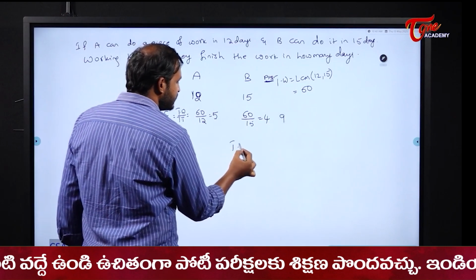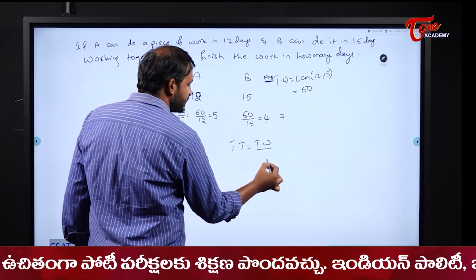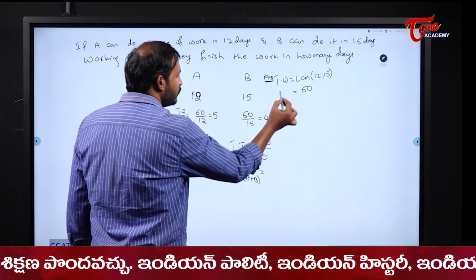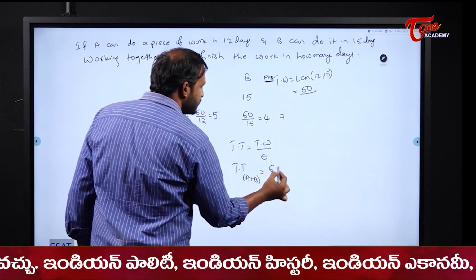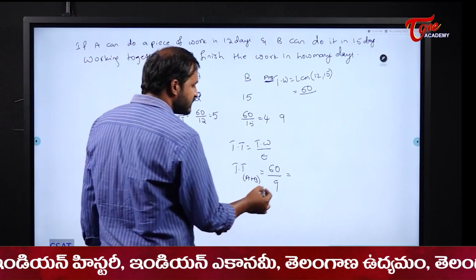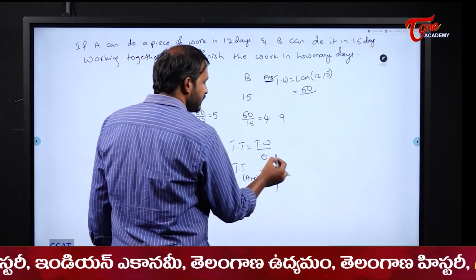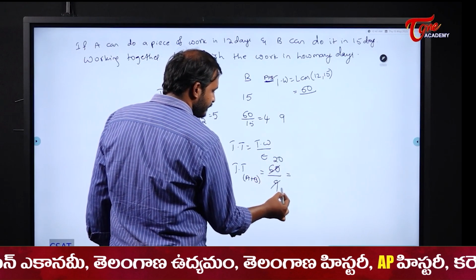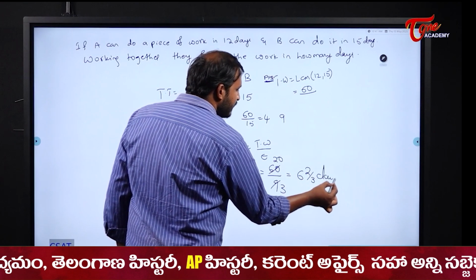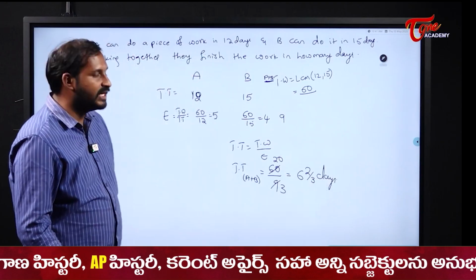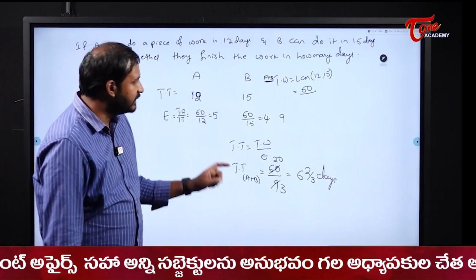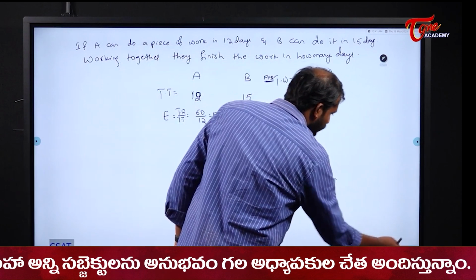Now time taken is equal to total work by efficiency. So time taken by A and B together: the total work is 60, and their combined efficiency is 9. So 60 by 9. If you want, you can cancel it, 3 20s, 3 3s, next 6 2 by 3 days. That means A and B working together can finish the job in 6 2 by 3 days. In this manner, we will solve. Next, we will see one more example.